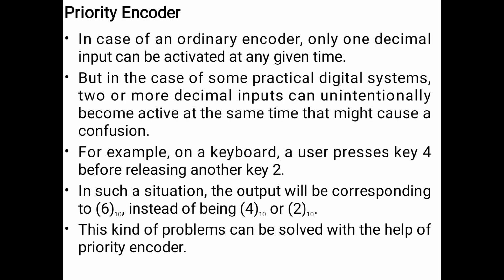Priority encoder. In the case of an ordinary encoder, only one decimal input can be activated at any given time. But in the case of some practical digital systems, 2 or more decimal inputs can unintentionally become active at the same time. That might result in a confusion. For example, on a keyboard, a user presses key 4 before releasing another key 2. In such a situation, the output will be corresponding to 6 instead of being 4 or 2. This kind of problem can be solved with the help of priority encoder.